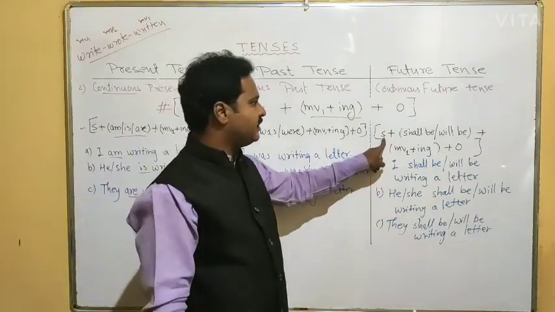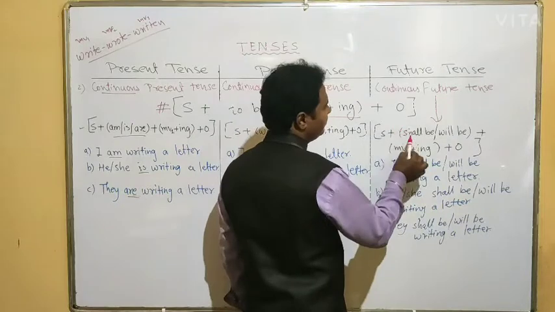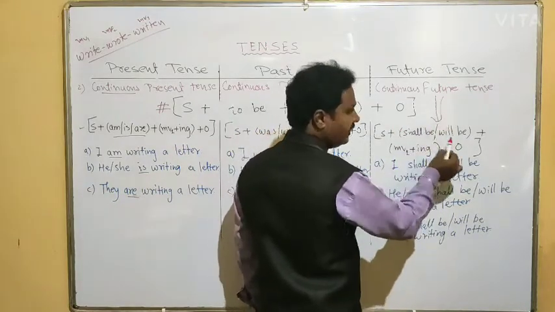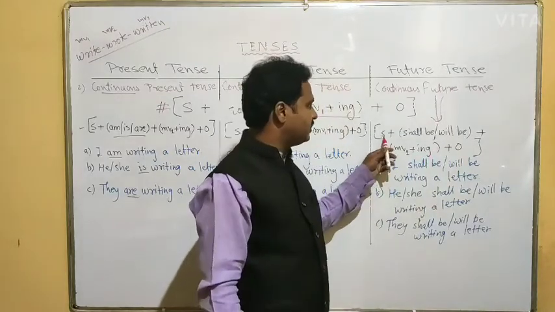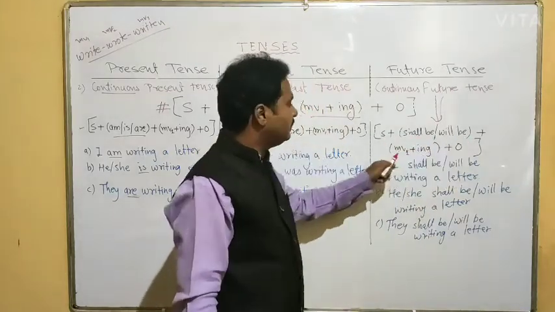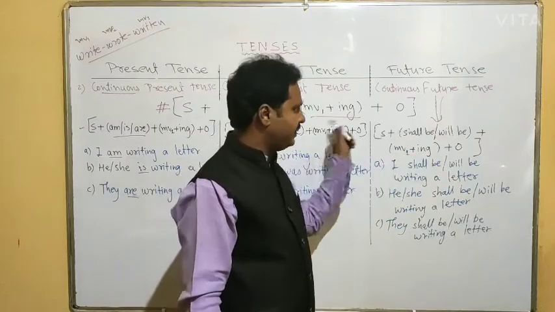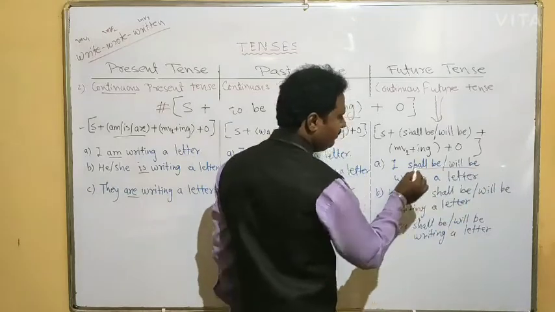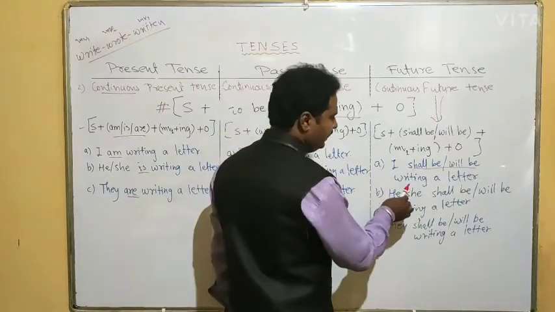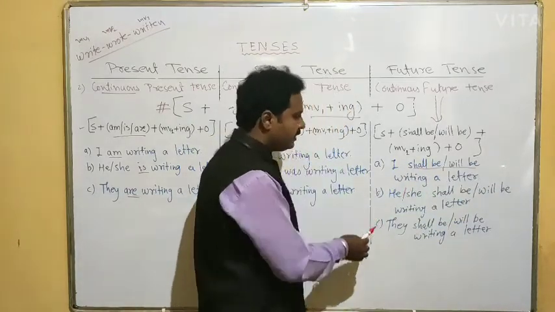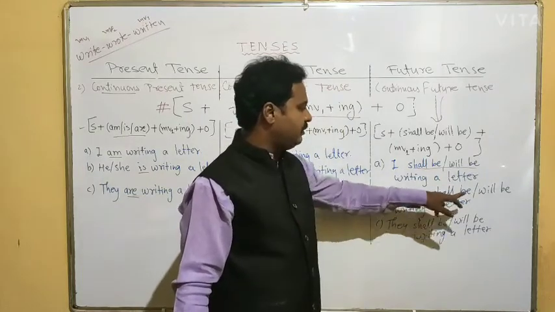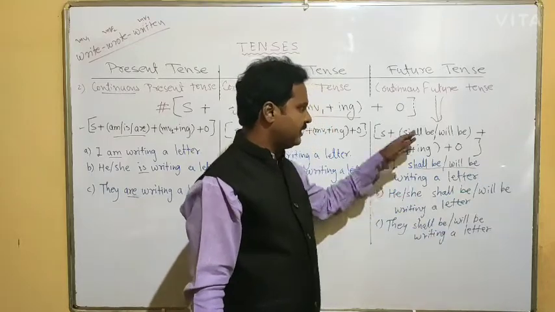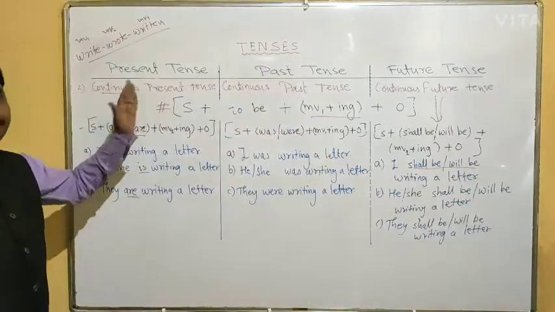And the last one, in continuous tense, continuous is used here and future tense is there. That's why we use shall be and will be. Structure is subject plus shall be or will be plus MV1 plus ing, same as here, and plus O. Examples are I shall be or will be, you use only one, writing a letter. Second one, he or she shall be or will be writing a letter. And third one, they shall be or will be writing a letter. These are the examples of continuous tenses.